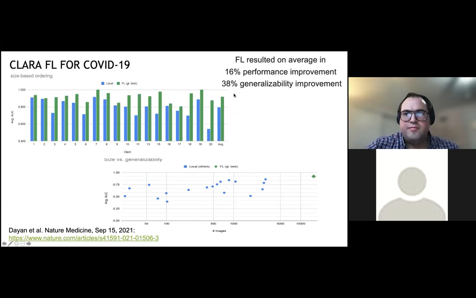And then the really big improvement comes on the generalizability. So here we tested these locally trained models just on the hospital's own data. Again, here you can see it based on size ordering. And while hospitals with a large amount of data can achieve models that also work well on test data from the other hospitals, so that's how we measure the generalizability, we got a big impact by using federated learning to get the most generalizable model across the board.